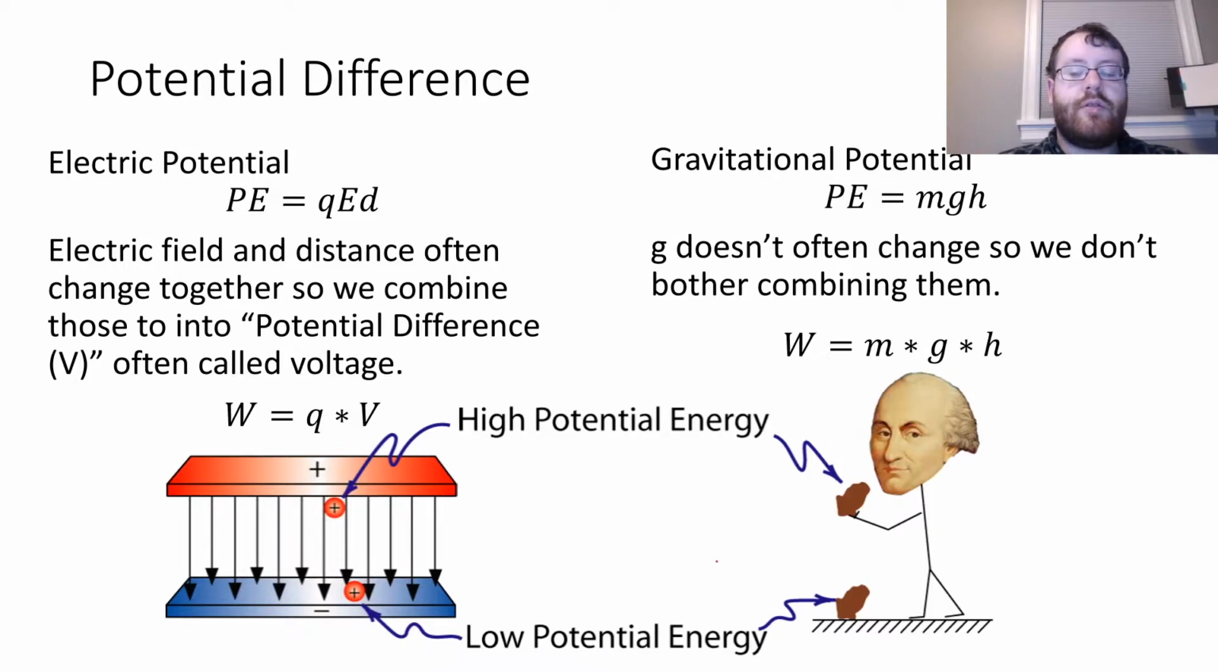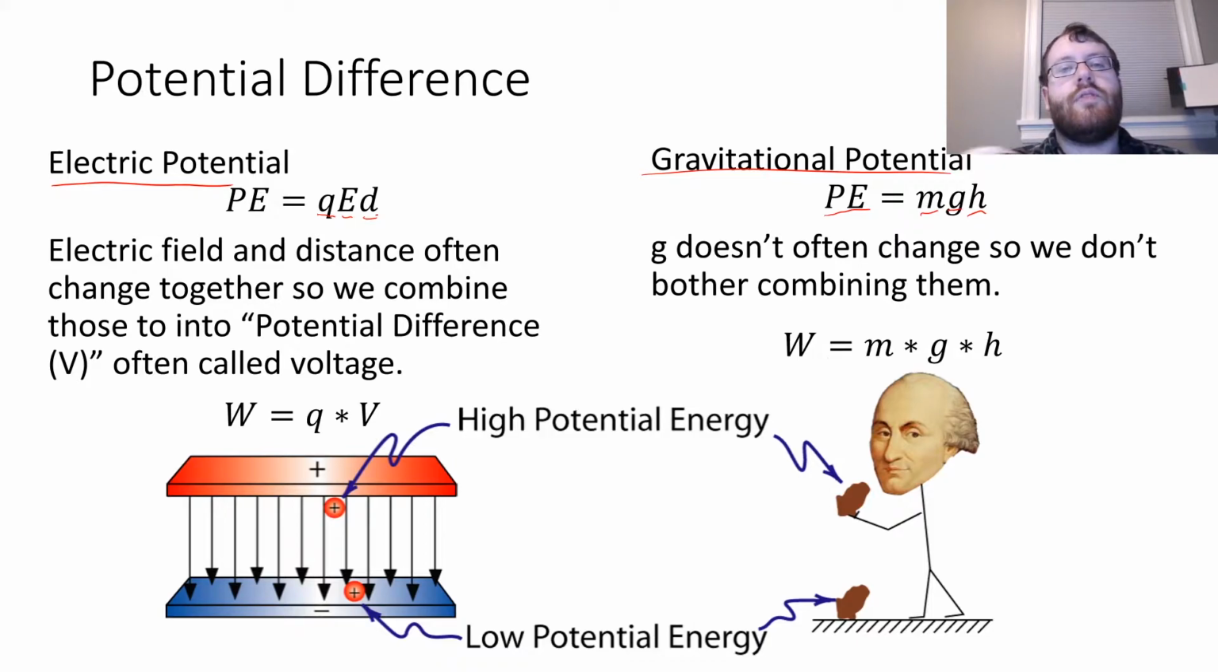So to begin with, I'm going to do a comparison between electric potential and gravitational potential. Now, in gravitational potential, there's a very familiar formula that we have, and that is the potential energy for gravity is equal to mass times g, which is the gravitational field strength, which on Earth is 9.81, times the height. Now, electricity has a very similar formula to that. Potential energy of a charged particle is equal to the charge times the electric field times the distance. And hopefully right away you can see some parallels between the two formulas.